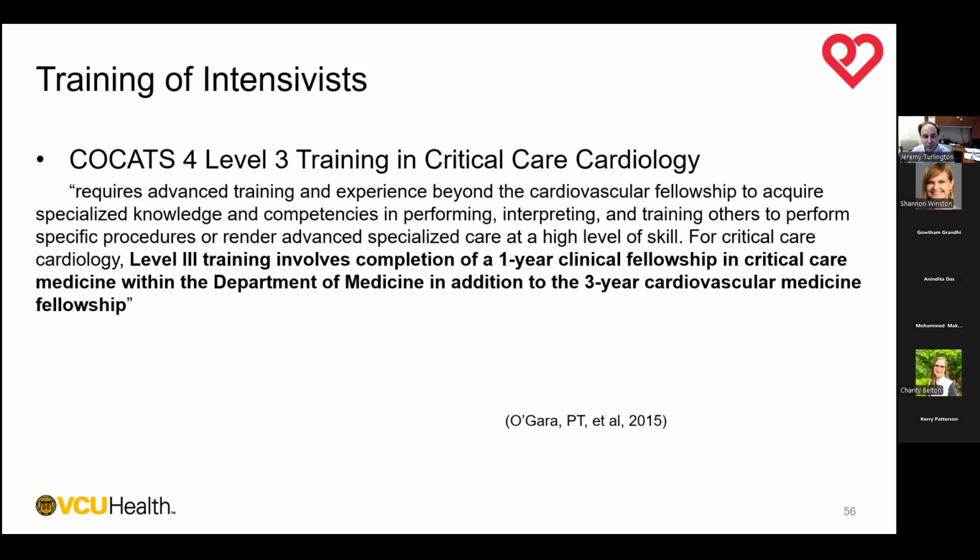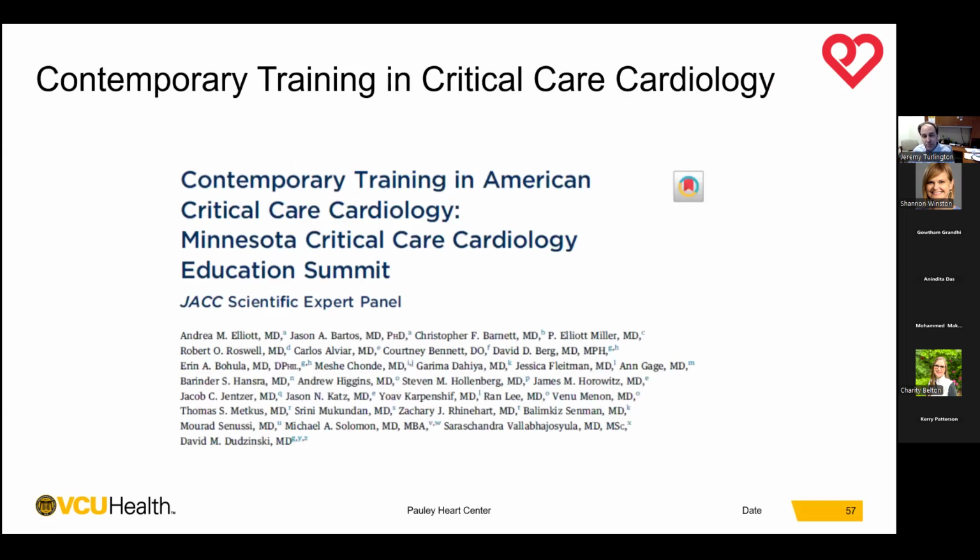And to be level 3 COCATS trained, it involves an additional 1-year fellowship in critical care medicine through a department of internal medicine on top of the 3-year cardiovascular fellowship. And then most contemporary, meaning October of 2024, a panel was put together by the ACC to talk about how do we train cardiologists with critical care for our needs.